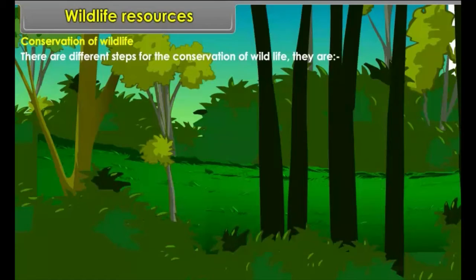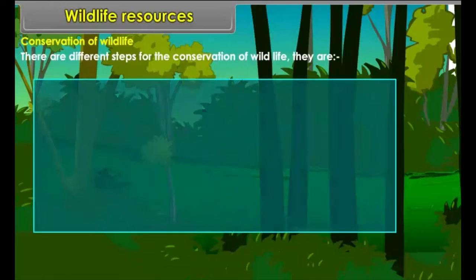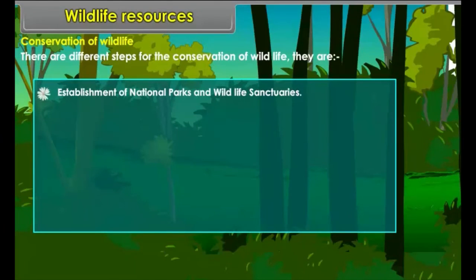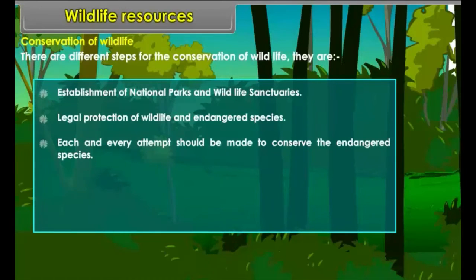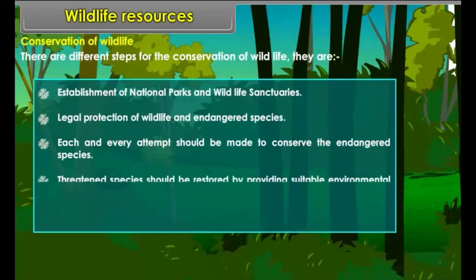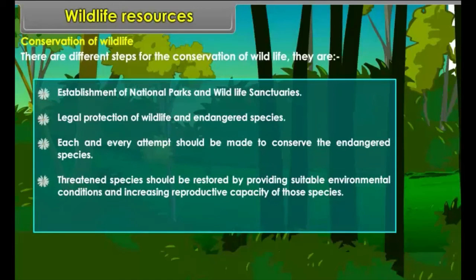There are different steps for conservation of wildlife. They are establishment of national parks and wildlife sanctuaries, legal protection of wildlife and endangered species. Each and every attempt should be made to conserve the endangered species. Threatened species should be restored by providing suitable environmental conditions and increasing reproductive capacity of those species. Habitats should be safeguarded.